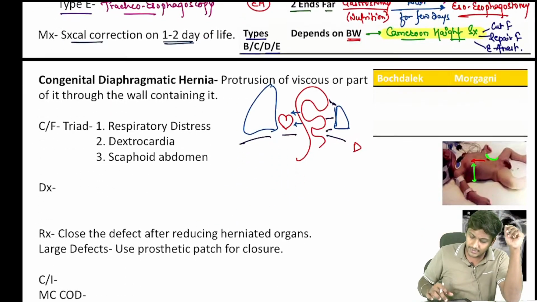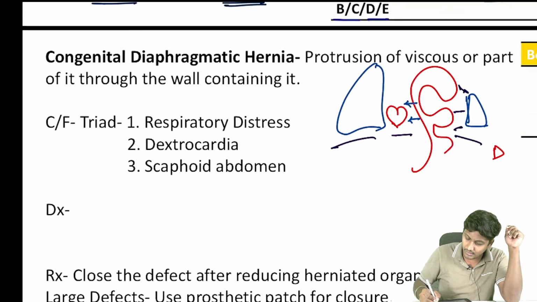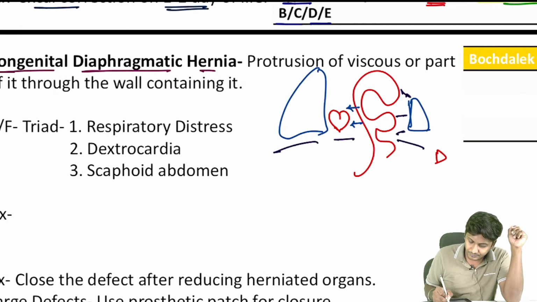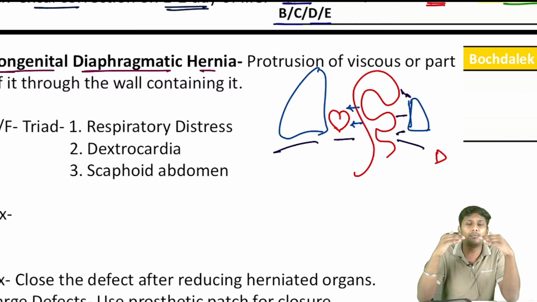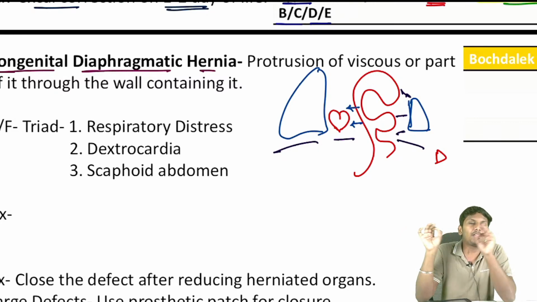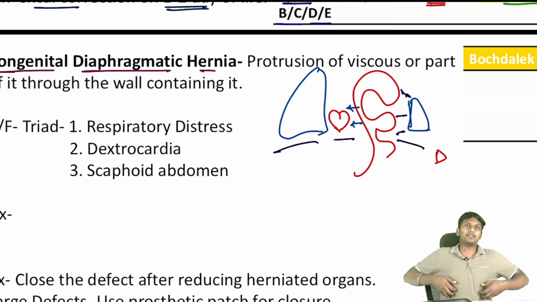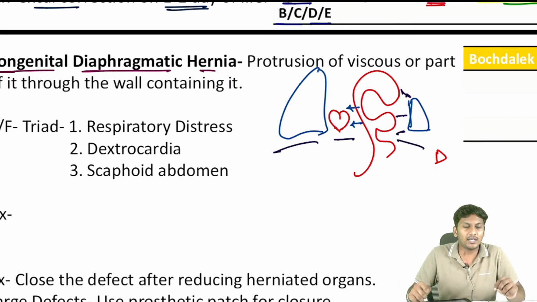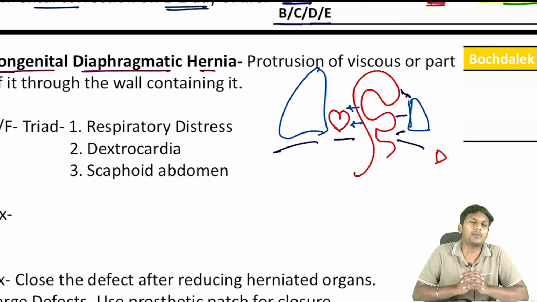So now let's talk about congenital diaphragmatic hernia. If I talk about congenital diaphragmatic hernia, you have to remember it is nothing but due to a defect in the diaphragm. The diaphragm is formed by which membrane? You have to remember the diaphragm is formed by the pleuroperitoneal membrane. Easy name, pleuroperitoneal. The membrane that separates the pleural cavity from the peritoneal cavity is called the pleuroperitoneal membrane, and that membrane leads to formation of the diaphragm.